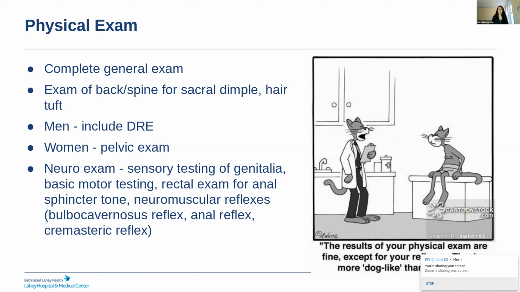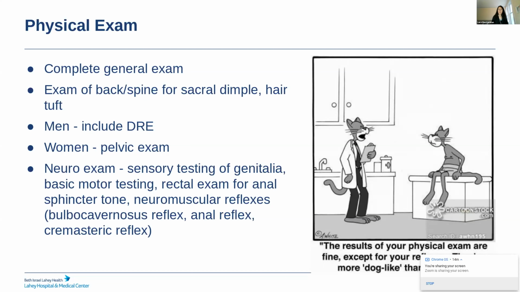You'll want to do sensory testing of the genitalia, and that'll give you information about the sensory somatics if they're still intact. You can do basic motor testing to look at lower extremity strength. You'll want to do a rectal exam for anal sphincter tone. And you may also want to examine some of the neuromuscular reflexes that are specific to some of the sacral roots. So that would be like a bulbocavernosus reflex, where you would squeeze either the glans of the penis or the clitoris of a woman, and that would cause an anal sphincter contraction.